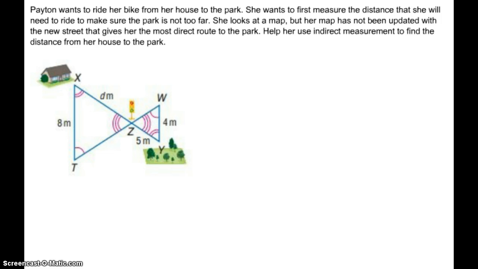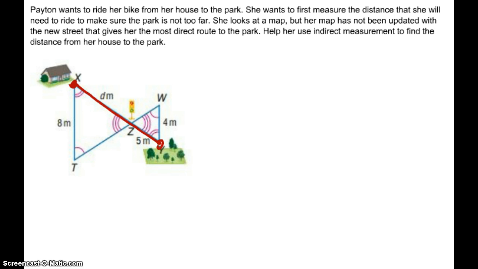Peyton wants to ride her bike from her house to the park. She wants to first measure the distance that she will need to ride to make sure the park is not too far. So she wants to go from her house over here to the park. She looks at a map, but her map has not been updated with the new street that gives her the most direct route to the park. Help her use indirect measurement to find the distance from her house to the park.